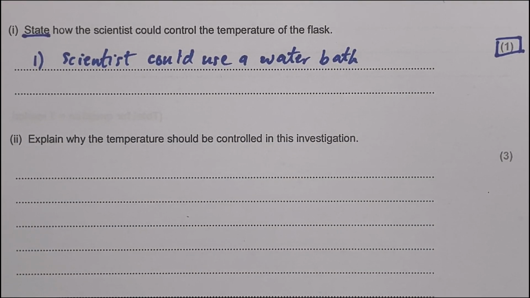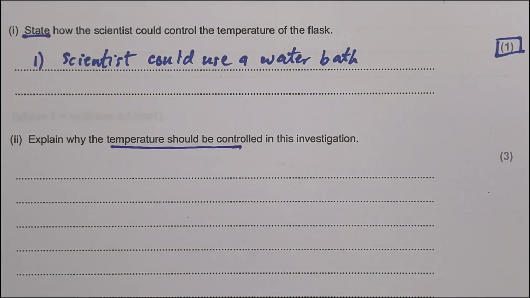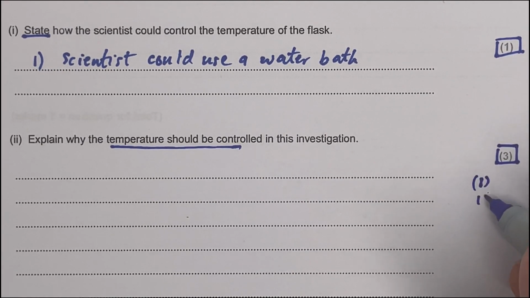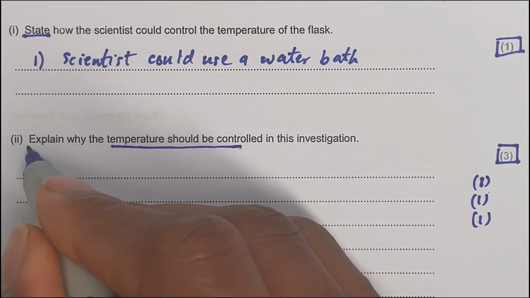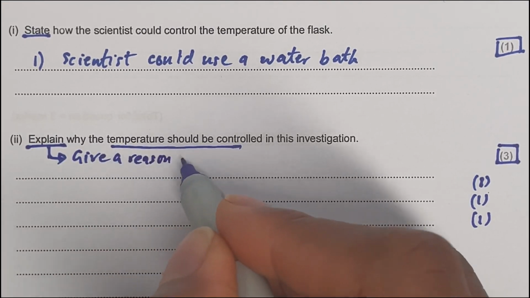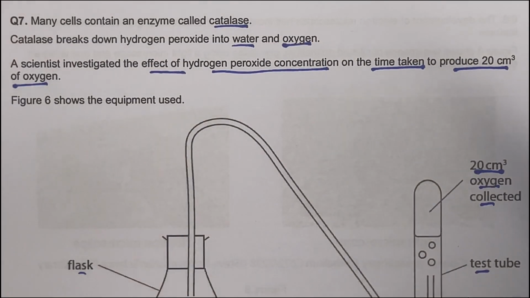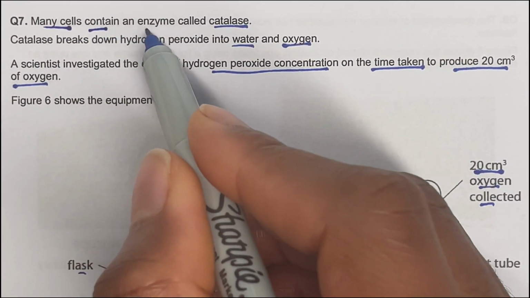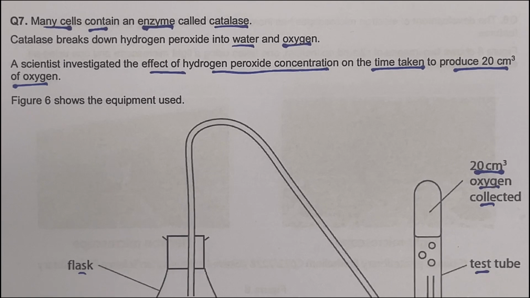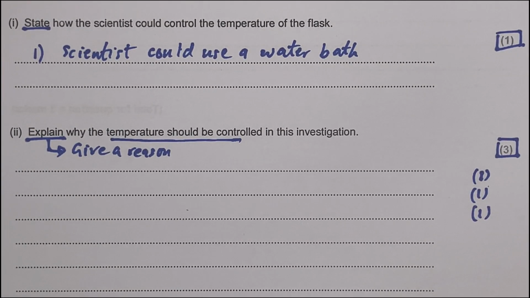Number 2, explain why the temperature should be controlled. Why should we control the temperature in this investigation? Step 1, question is 3 marks, so I need to give 3 points. Step 2, the command word here is explain, which means I need to give a reason. Make 1 point or give 2 reasons. It says here clearly, many cells contain an enzyme. What do I know about enzymes and temperature? I know that enzymes have an optimum temperature. So that could be a reason why the scientist would want to control this.